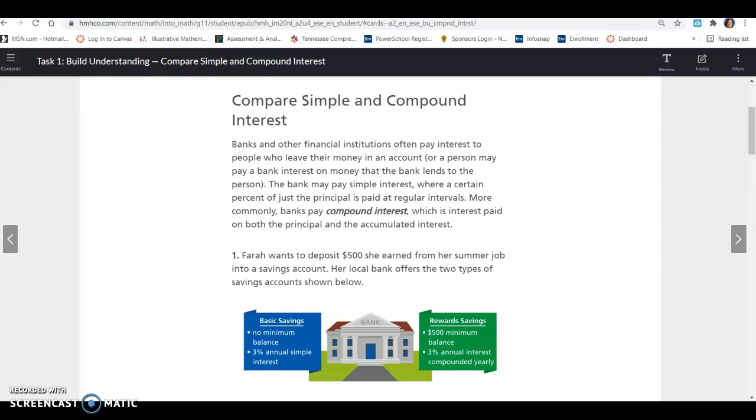Banks and other financial institutions often pay interest to people who leave their money in an account, or a person may pay a bank interest on money that the bank lends to the person. The bank may pay simple interest, where a certain percent of just the principal is paid at regular intervals. More commonly, banks pay compound interest, which is interest paid on both the principal and the accumulated interest.